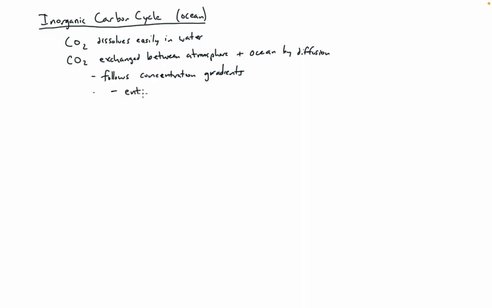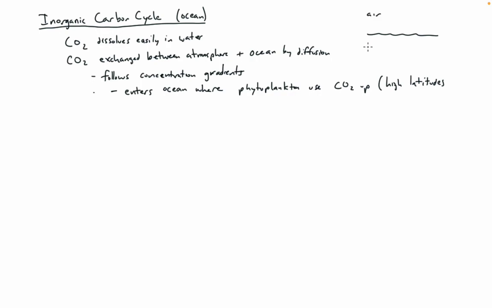So CO2 enters the ocean, the places where phytoplankton use CO2 up. So at the high latitudes. Okay, so that makes sense, right? If there's some kind of, here we are with the air, and the water, the sea. Let's say we start at some kind of equilibrium, right? But then if the phytoplankton in the water are taking the CO2 out of the water and turning it, I mean, it's still in the water, but they're turning it into their bodies. So the concentration of dissolved carbon dioxide in the water goes down, so that sends CO2 from the air into the sea.